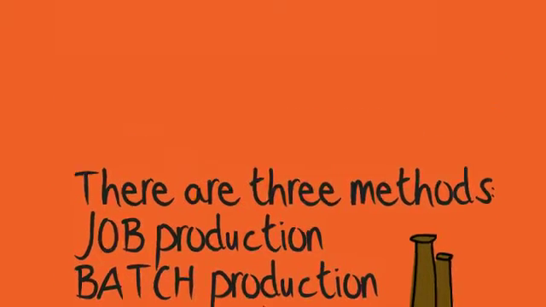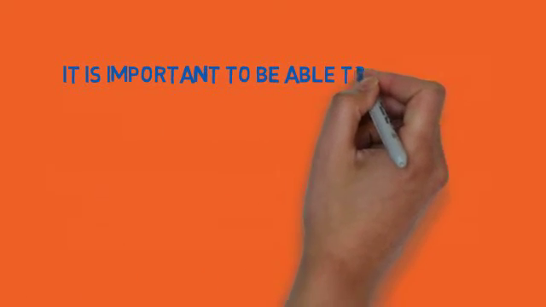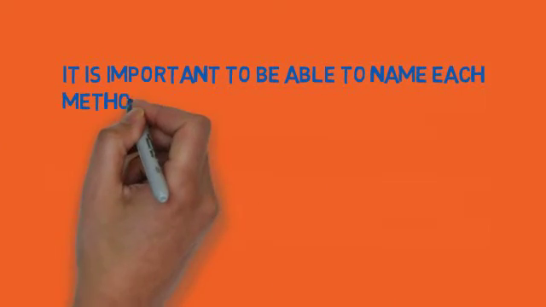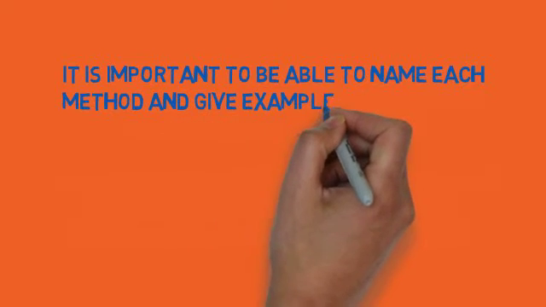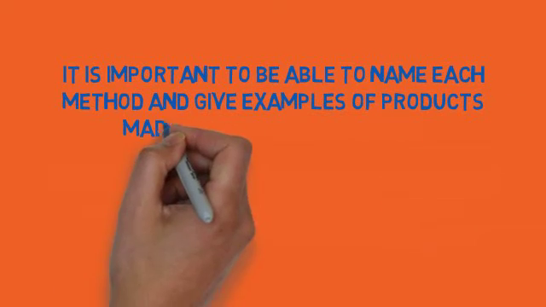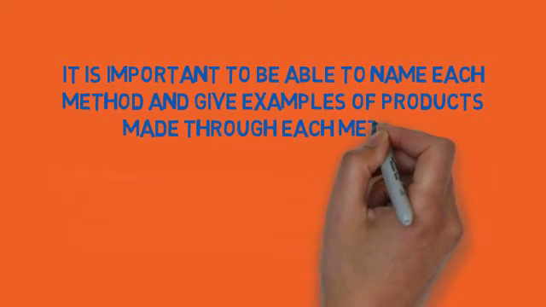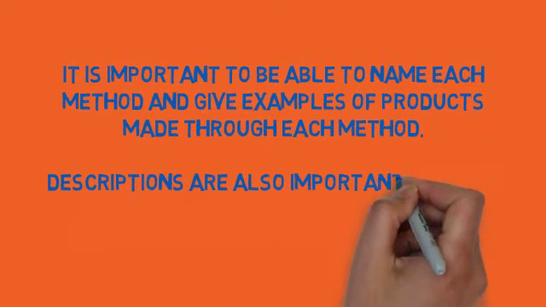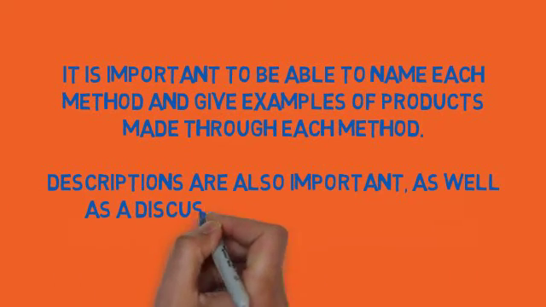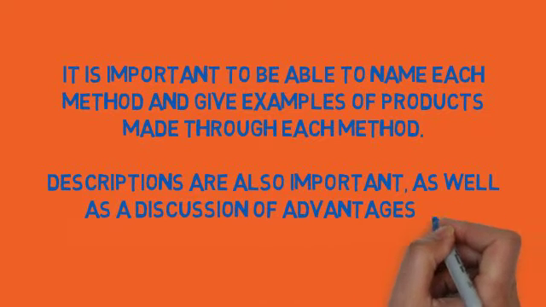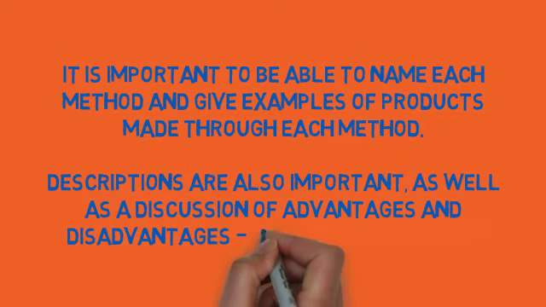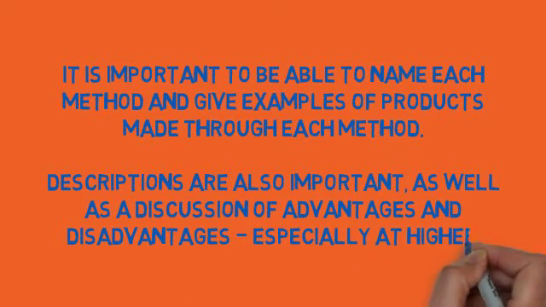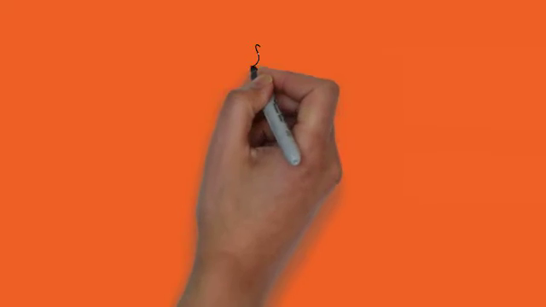Now, it's really important that you consider the scale of this topic, a quite large topic, that we have to not only be able to name these 3 methods and give examples of products for the easier marks, but we also have to be able to describe what job production is, what batch production is, and especially at higher, we have to be able to discuss these methods of production. What are the advantages of flow production? What are the disadvantages?